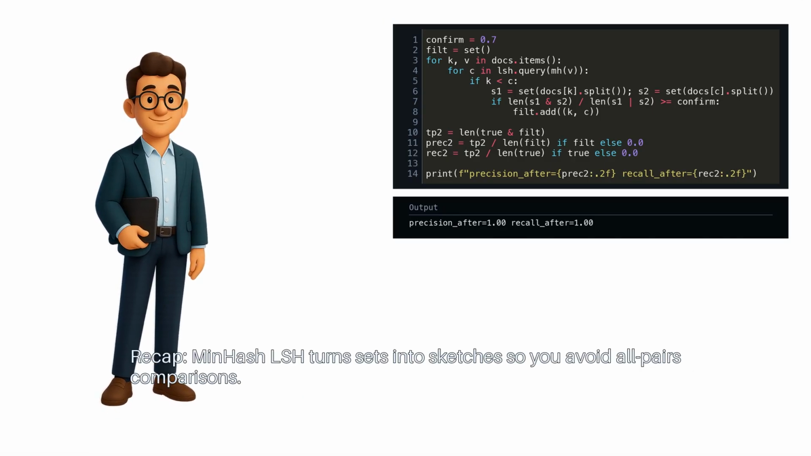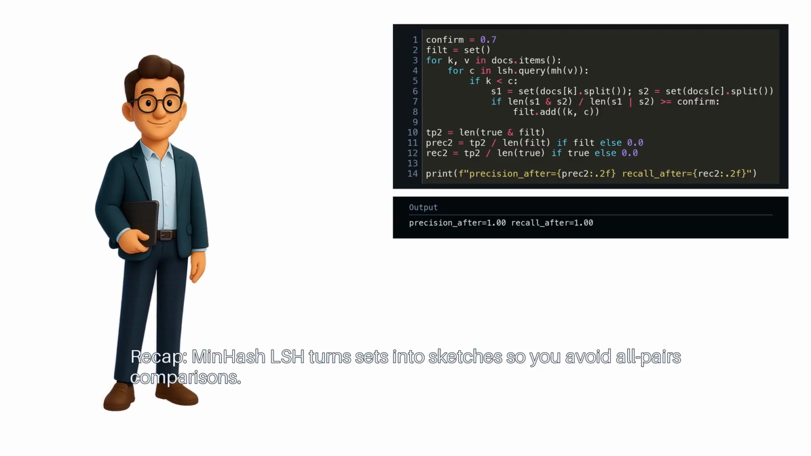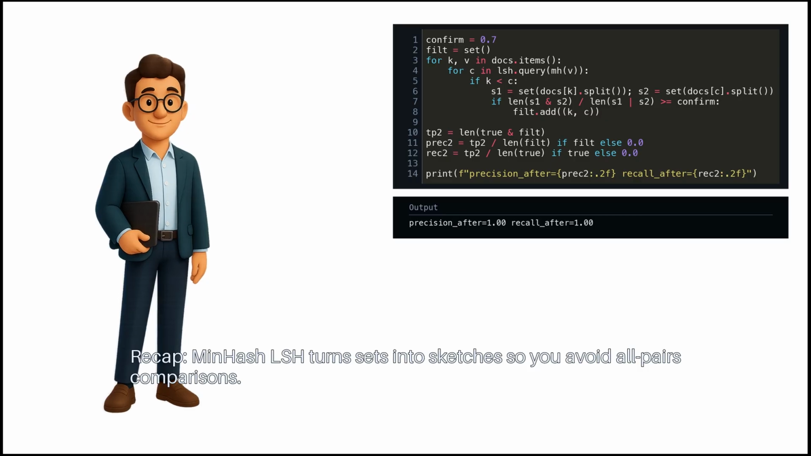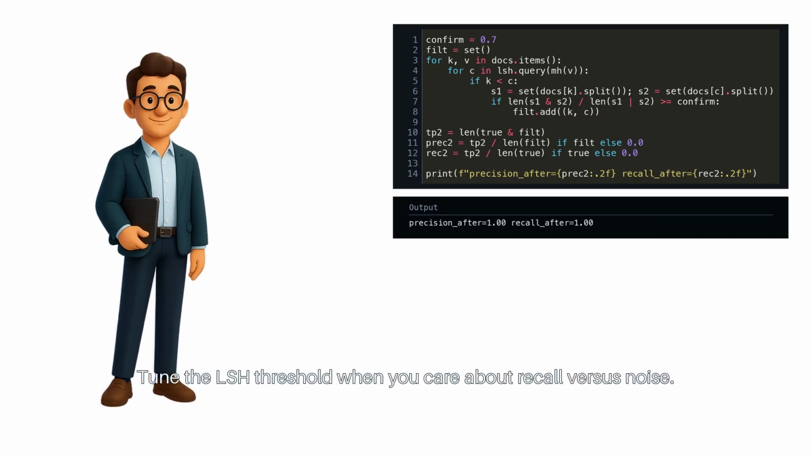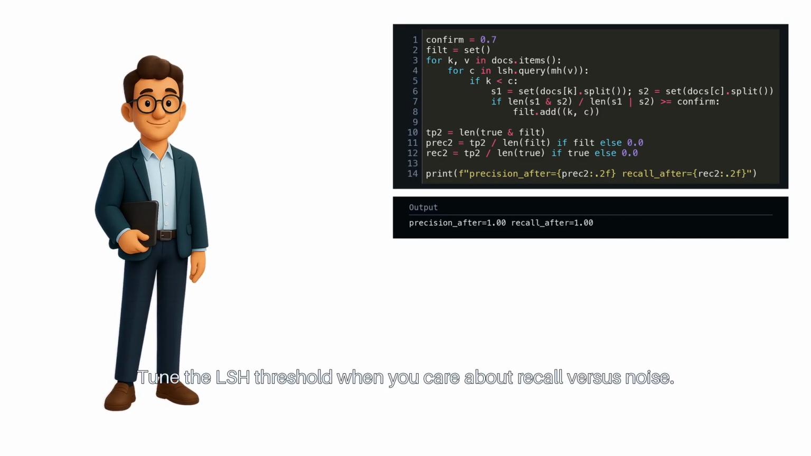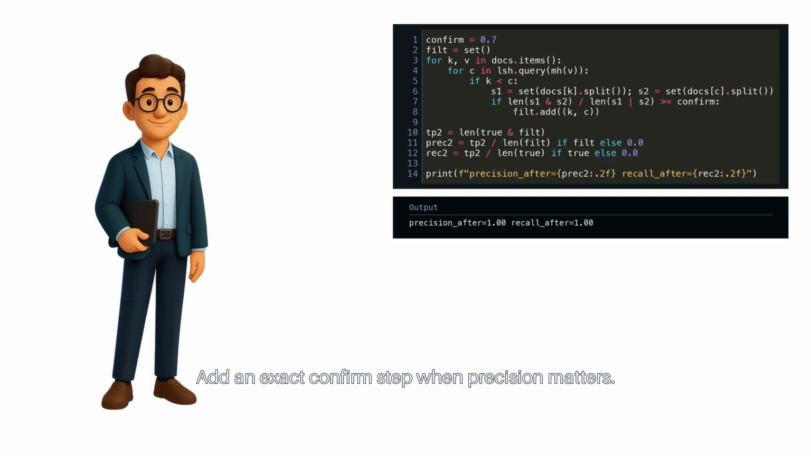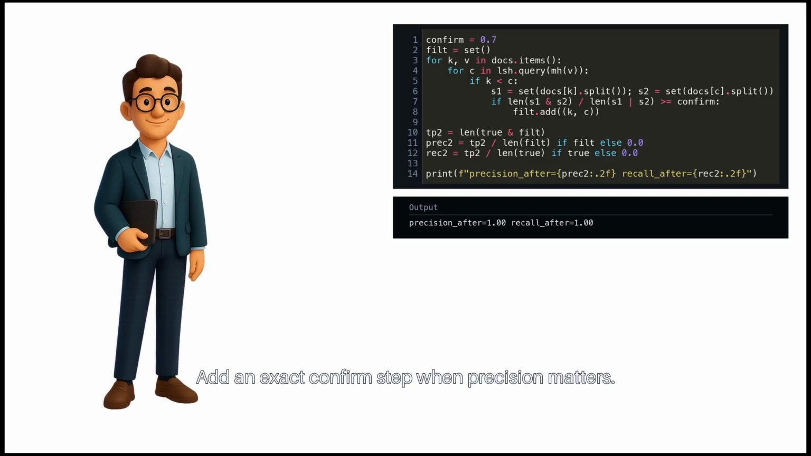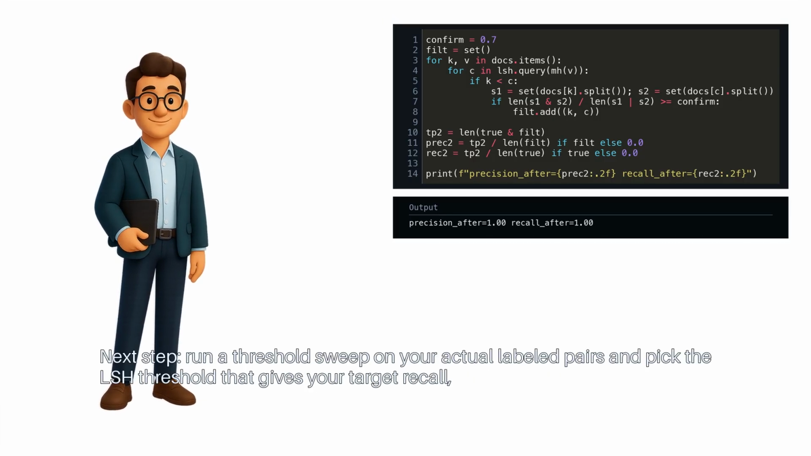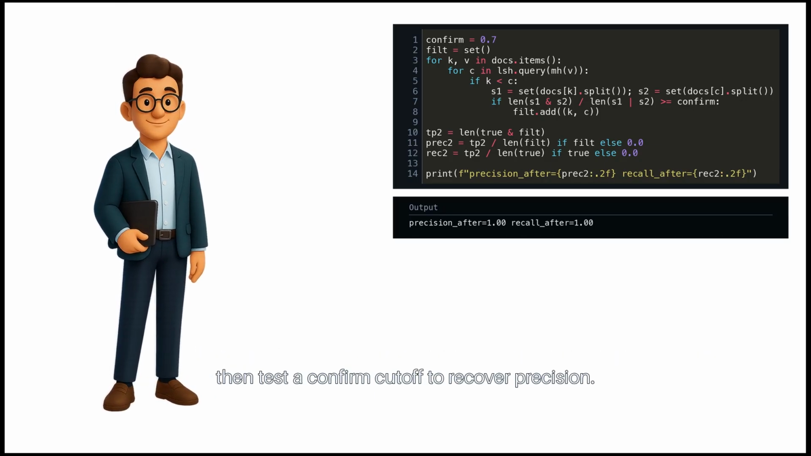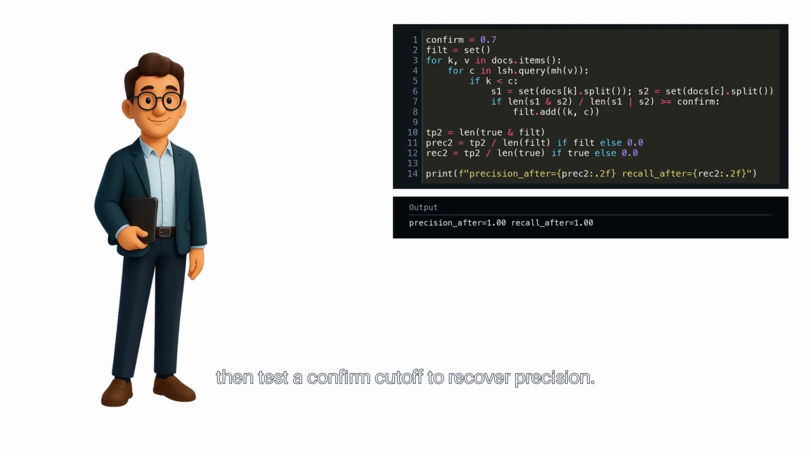Recap: MinHash LSH turns sets into sketches so you avoid all pairs comparisons. Tune the LSH threshold when you care about recall versus noise. Add an exact confirm step when precision matters. Next step: run a threshold sweep on your actual labeled pairs and pick the LSH threshold that gives your target recall. Then test a confirm cutoff to recover precision.